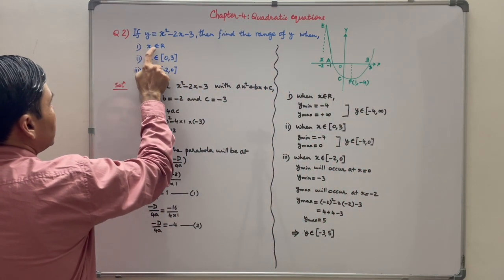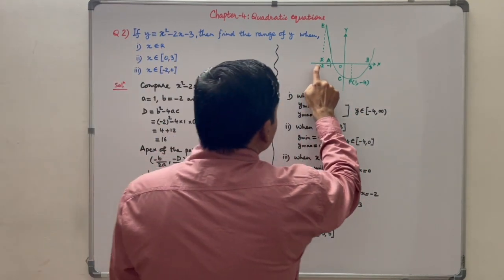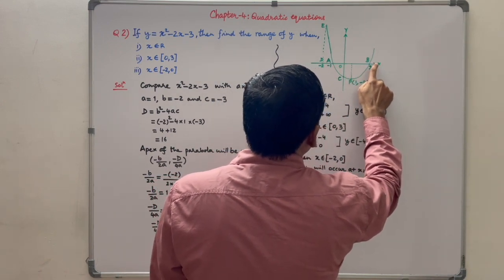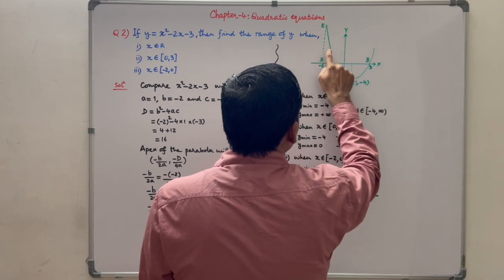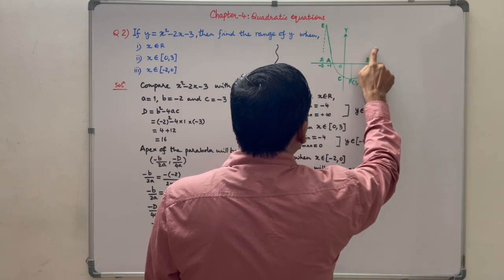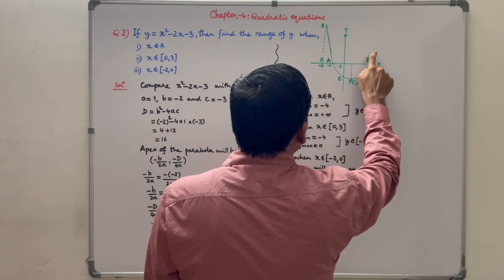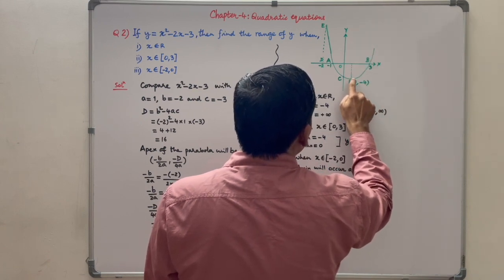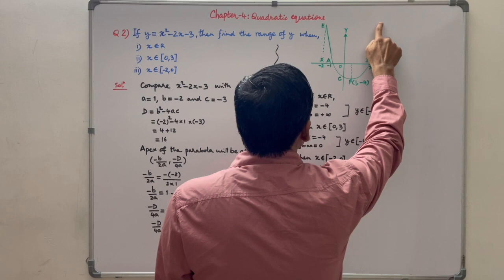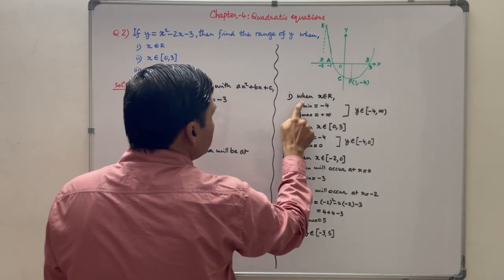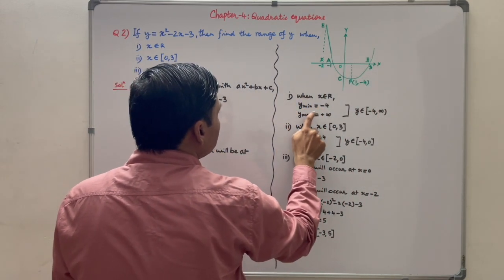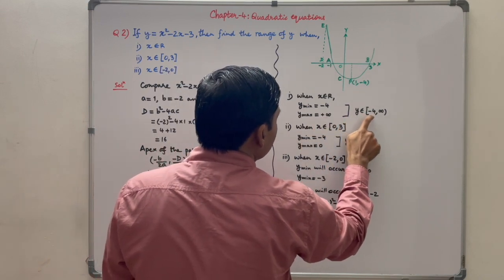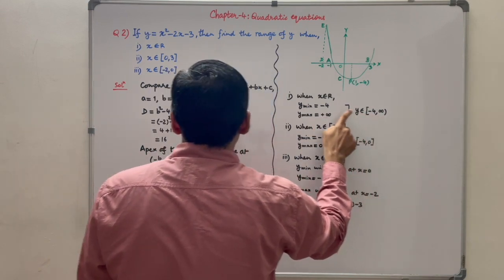First part, when x is real. When x is real, it can take any value on the number line. So we need to consider all the points on this parabola to get y minimum and y maximum. Quite clearly, y minimum is minus 4 and y maximum will occur at infinity. So y minimum is minus 4 and y max is plus infinity in this case. So range of y is between minus 4 and infinity.